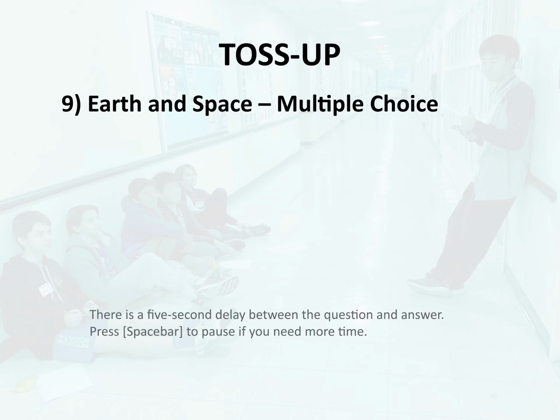Toss-up 9. Earth and space, multiple choice. A deep ocean trench can form at which of the following tectonic plate boundaries? W. Ocean-ocean divergent. X. Continent-continent convergent. Y. Ocean-continent convergent. Z. Ocean-continent divergent.